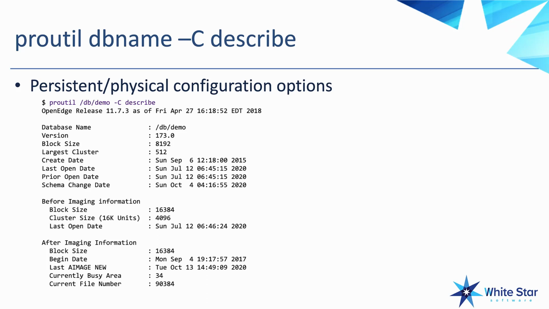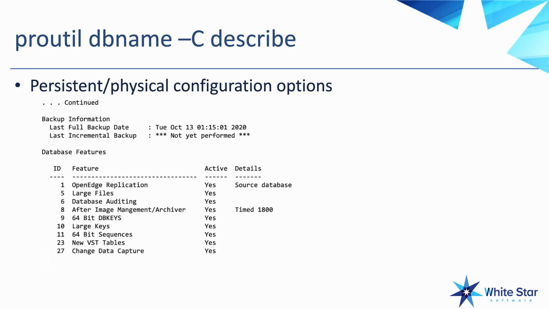Another great utility is called the ProUtil Describe, and this describes the persistent and physical configuration options of the database. Things like the block size and the cluster size that you have set up for the database. Tells you when the database was created, tells you about the before image block size, cluster size, the after imaging information, as well as things like whether or not you have replication enabled, whether you've enabled large files, database auditing, and other optional features of the Progress database, which are stored in the database physically rather than as startup parameters.